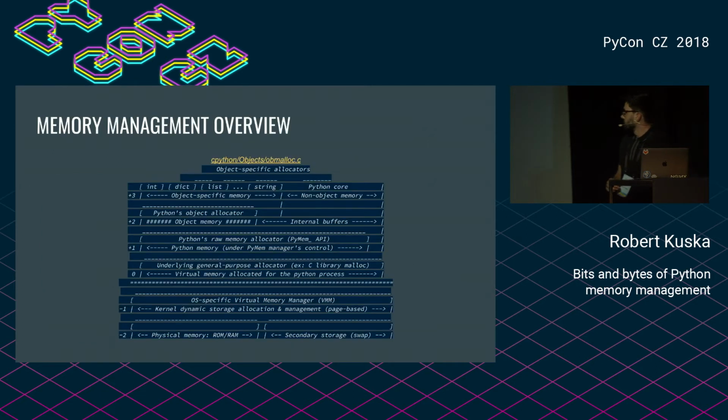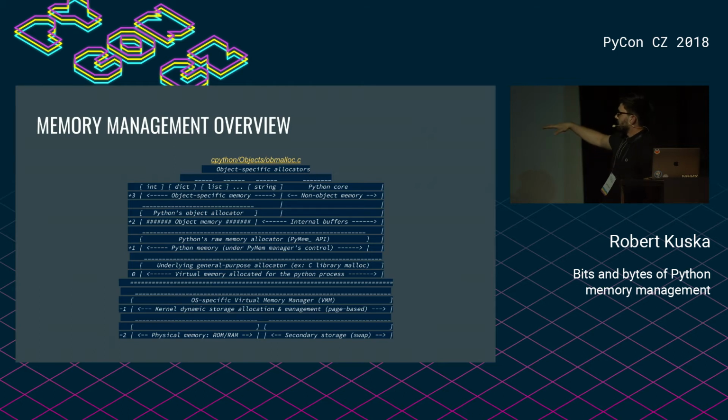So, memory management. This is the overview of memory management in a system using Python. You can see at the bottom there is the physical memory and the OS-specific things, and then there goes malloc, which is a very basic thing if you have a program in C. On top of that, there is the Python raw memory allocator, which is managing the heap in Python. This is the thing which is making sure that the heap has enough memory.